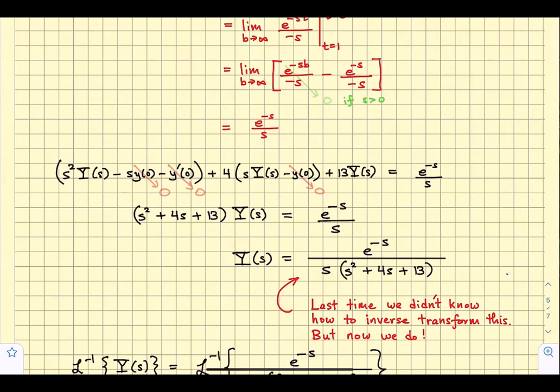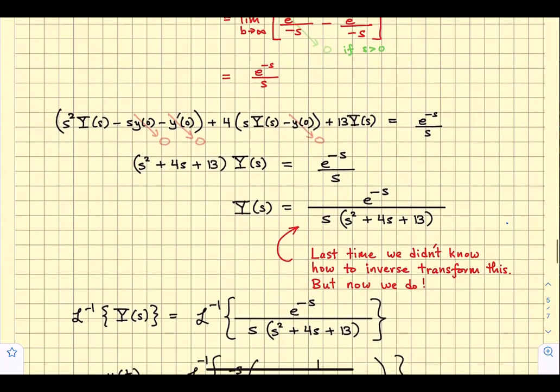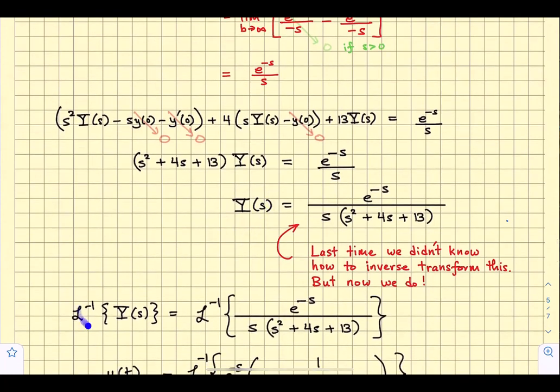And then if you remember, we got to this juncture and we had to just stop because last time we did not have an idea about how to inverse Laplace transform this. But now we do. Remember, partial fractions does not apply to this as it stands because it has an exponential term in it. So how can we tackle this? Let's do exactly what we were doing in the last two examples for inverse Laplace transforms. So we know we want to take the inverse Laplace transform of this side.